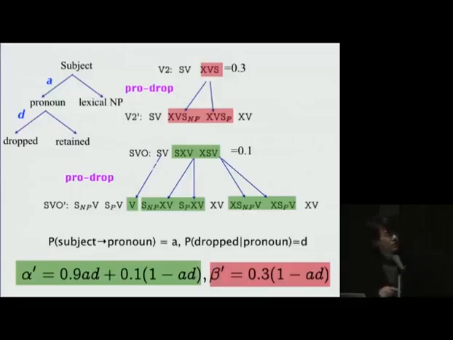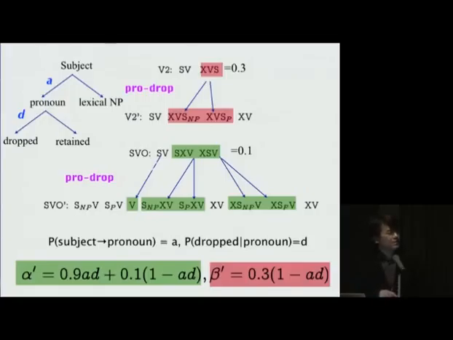And this is roughly how we do this. Okay, so you have subjects. Sometimes they're pronouns. Sometimes they're lexical NPs. We don't have to worry about that. When you have a pro-drop language, you have a chance of being dropped. So the probability of dropping would be A times D, right? I won't bore you with all the details. Basically, you see, if you happen to be a lexical NP, the subject stays. This still goes against SVO grammar, but crucially here, if you drop the pro, this is no longer inconsistent with SVO grammar.